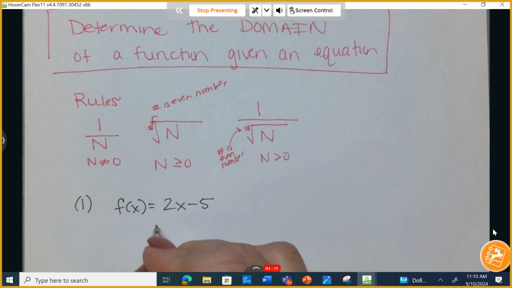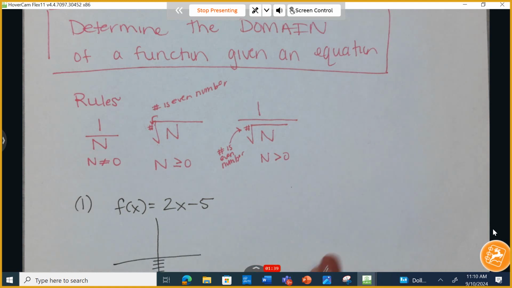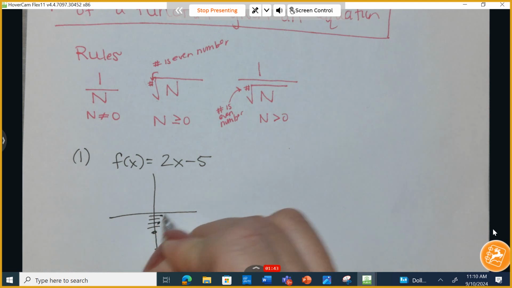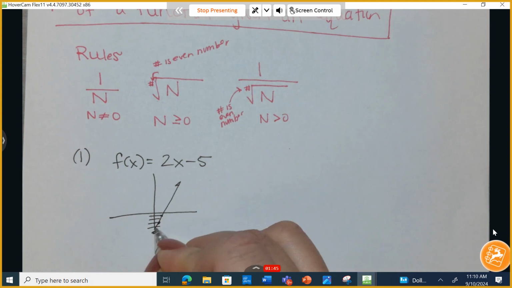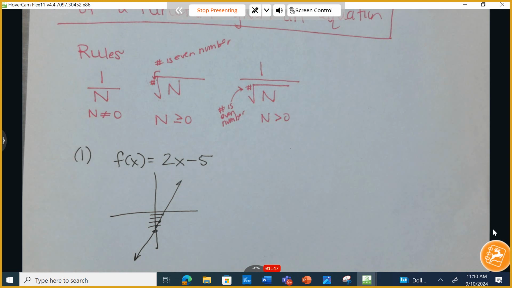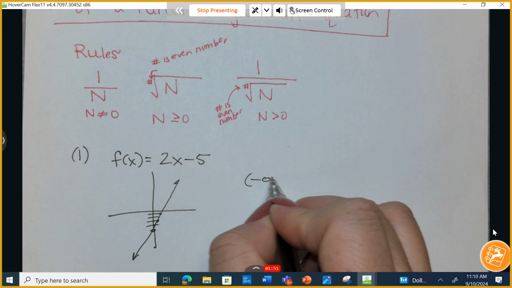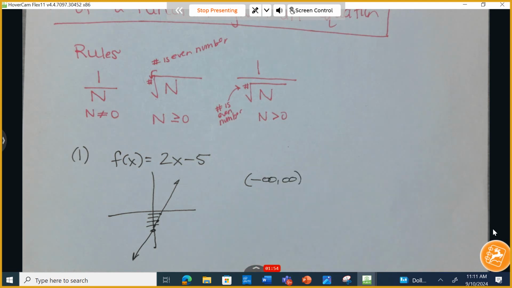So in this particular one, if you're a visual learner, we'd start at negative 5, 1, 2, 3, 4, 5, just going back to what you learned freshman year. We'd be going up 2 over 1, up 2 over 1, and this is what it would look like. So how do we describe that? Well, in interval notation, we could write that the domain goes from negative infinity all the way to positive infinity. There's no restrictions on the domain.